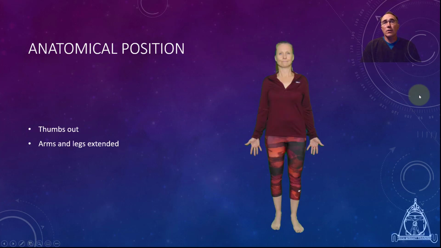So the first thing we're going to learn is anatomical position. Anatomical position is just the position of the body that you need to think of the body in when you're talking about anything to do with anatomy. It's very simple. I think you've probably seen this before in pictures, but the thumbs are out to the side, the arms and legs are extended, and just standing in a vertical posture. So this picture on the screen represents someone in anatomical position.